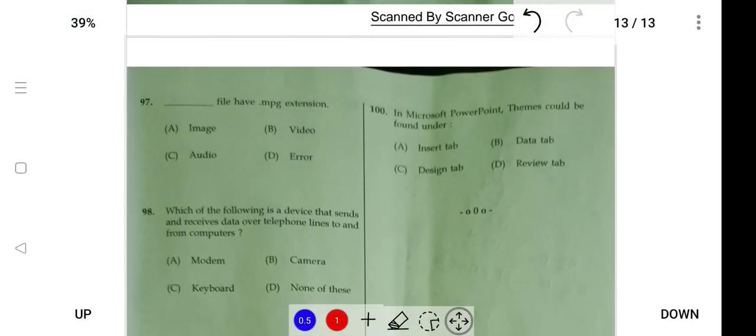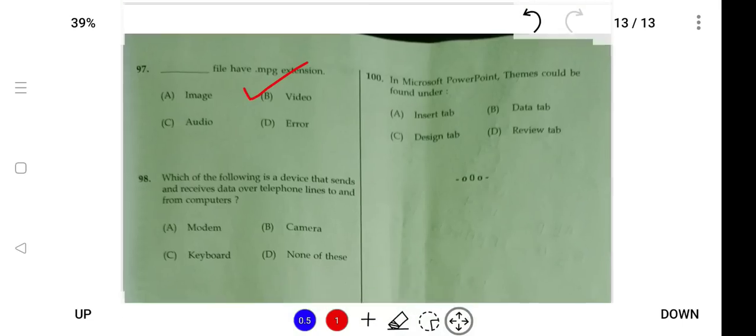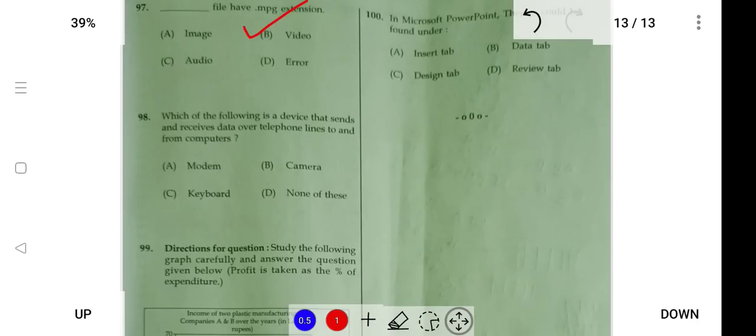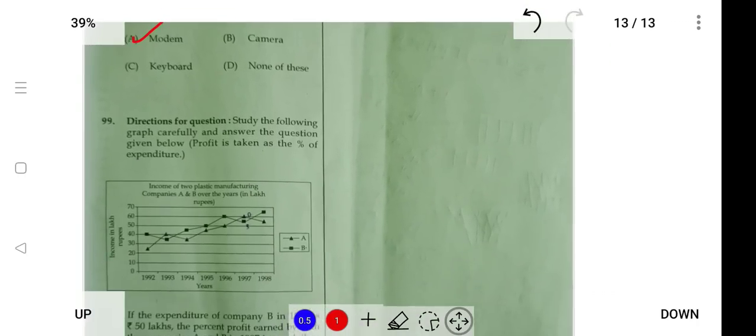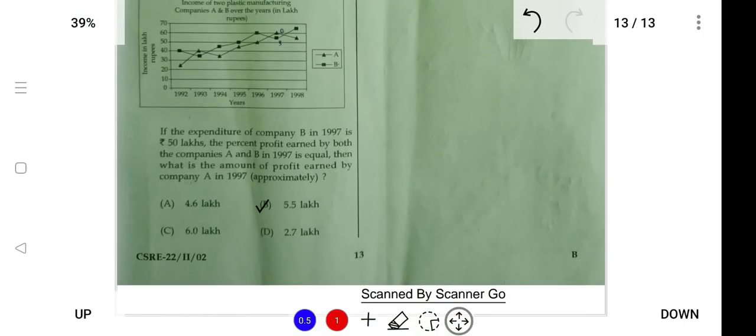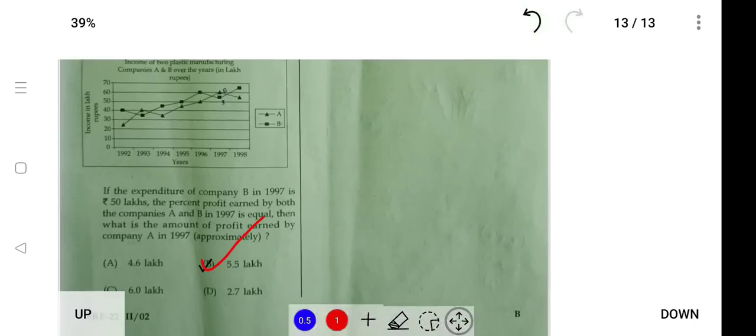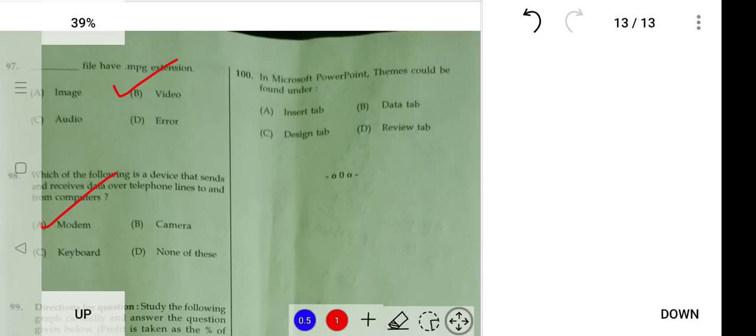Which file has the .mpg extension? .mpg is for videos. Which of the following devices sends and receives data over telephone lines? So it is modem. So this is the line graph answer. If the expenditure of company B in 1997 is 50 lakhs, the profit earned by both companies A and B is equal to 5.5 lakhs. And the last question is, in Microsoft PowerPoint, themes can be found in the design tab. So with this, paper 2 has been completed.